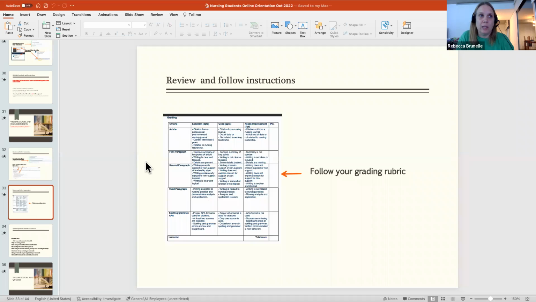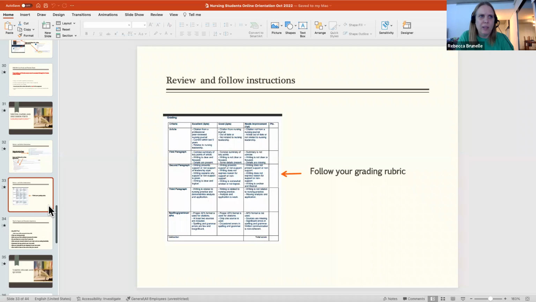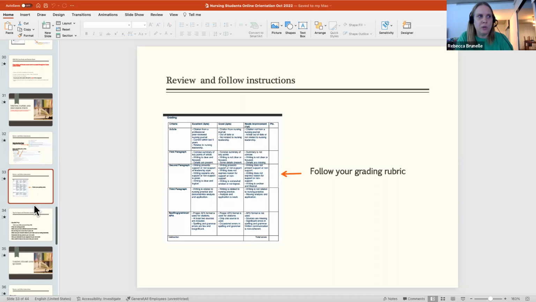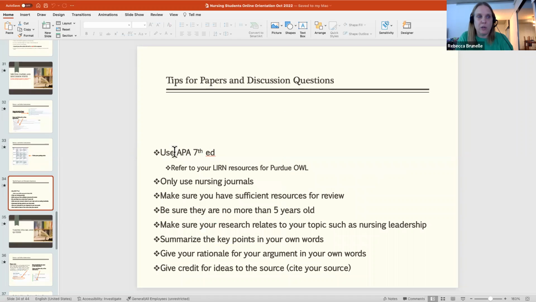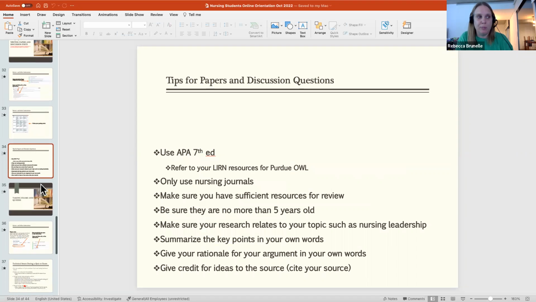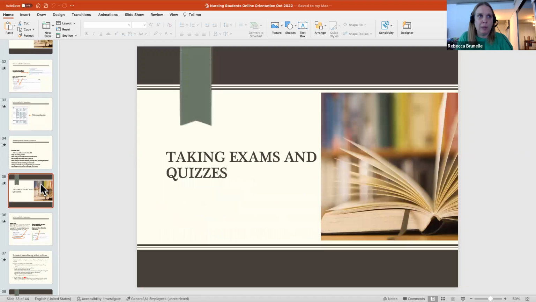This is more information about writing papers, but like I said, you don't have a paper in this class, so I'm going to skip over that. And this is the citing style that you should use in nursing. When you cite your source for your discussion, it is ideal if you use the APA format, but you do not have any papers that you need to cite using APA.